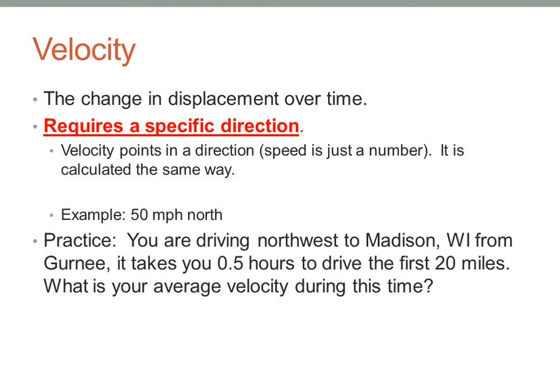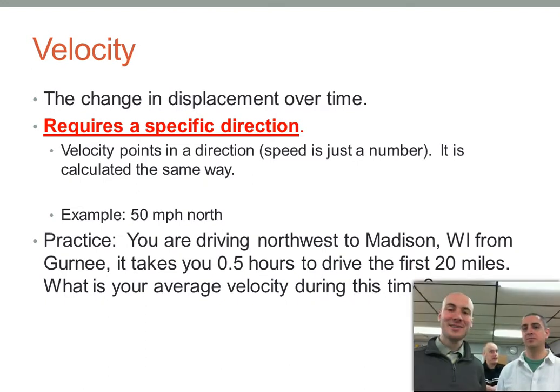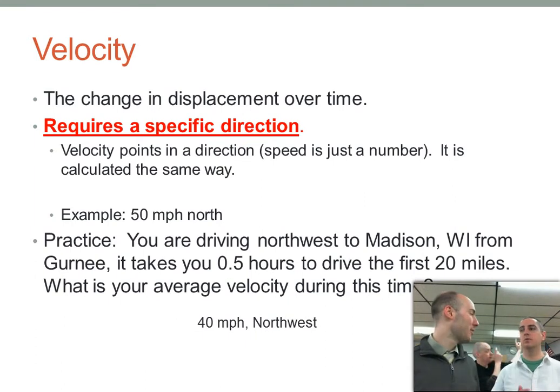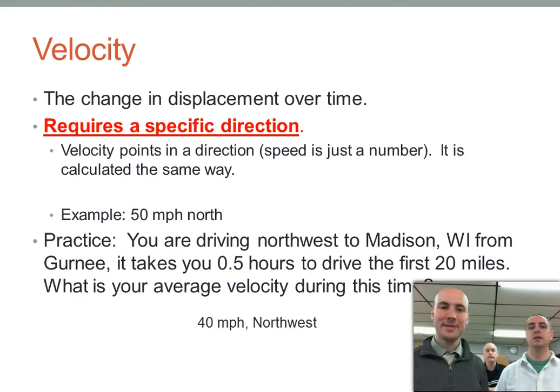Actually, wait. Why don't you calculate it real quick? Get an answer? Hope so. Did you get the right answer? You just do 20 miles divided by 0.5 hours, and you get 40 miles per hour, and you went northwest. That was our direction. So if you just wrote 40 miles per hour, you are wrong, because that's not velocity. That's not what we asked for. Velocity has a direction. All right, let's roll it.